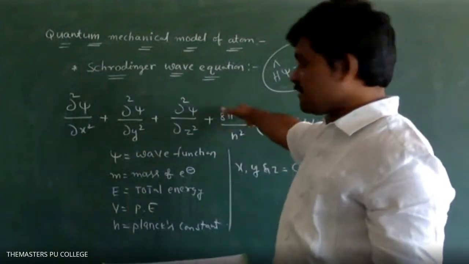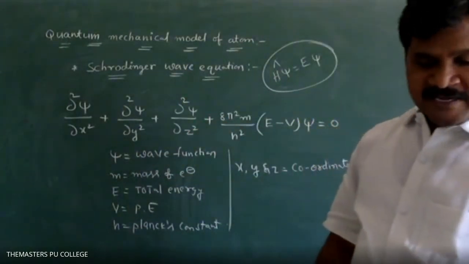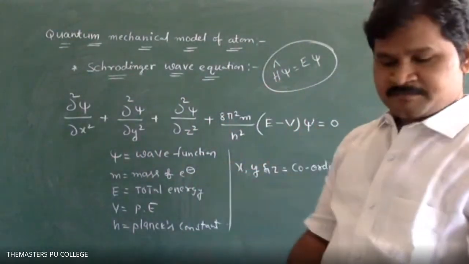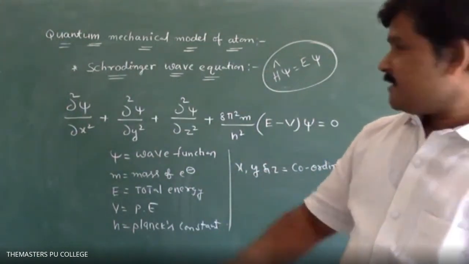Right? It is equal to nothing but H square by 8 pi square m, rho square psi by reverse he taken.